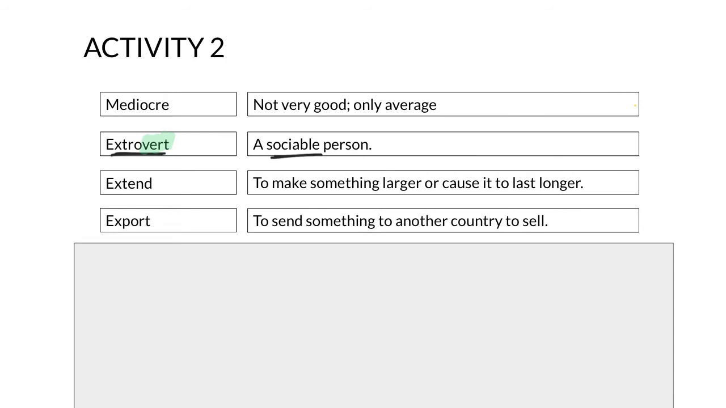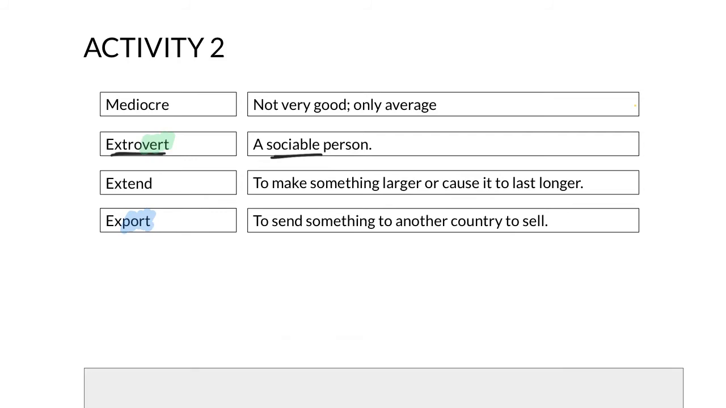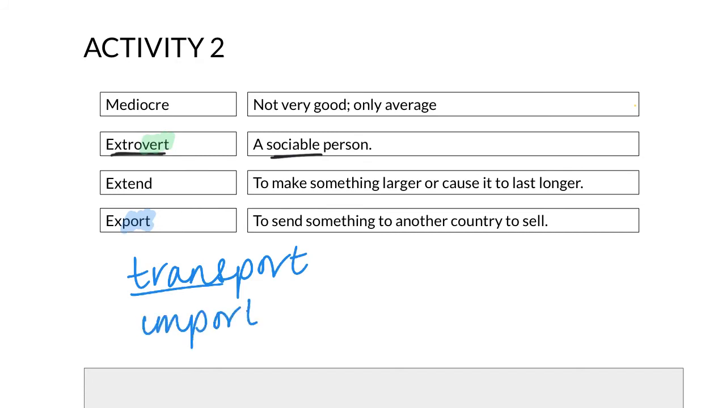And then export. Export is to send something to another country to sell. The root word port means to carry. You may know some other port words like transport. Trans means across. So to transport is to carry across. Import means you carry something into the country, and then export means you carry something out.